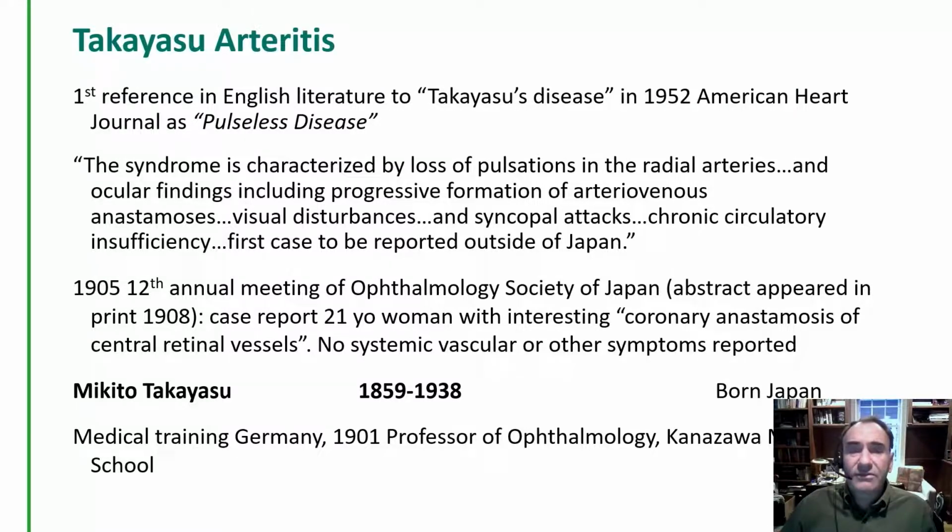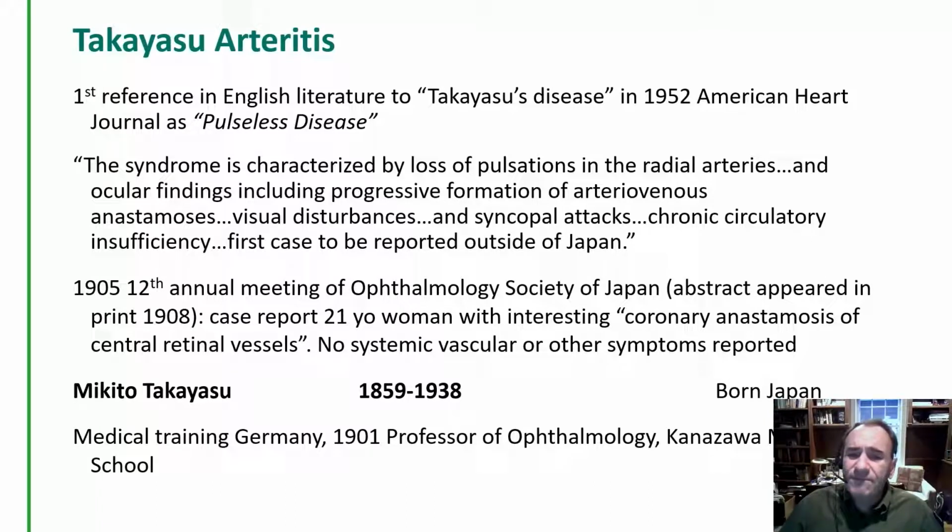Takayasu arteritis is the final eponym we'll talk about. It was first referred to as Takayasu's disease, at least in the English literature, in 1952 in the American Heart Journal, when it was also referred to as the pulseless disease. The syndrome was characterized by the loss of pulsations in the radial arteries and ocular findings, including progressive formation of AV anastomoses, visual disturbances, and syncopal attacks, with chronic circulatory insufficiency, and this in 1952 was the first case to be reported outside of Japan.